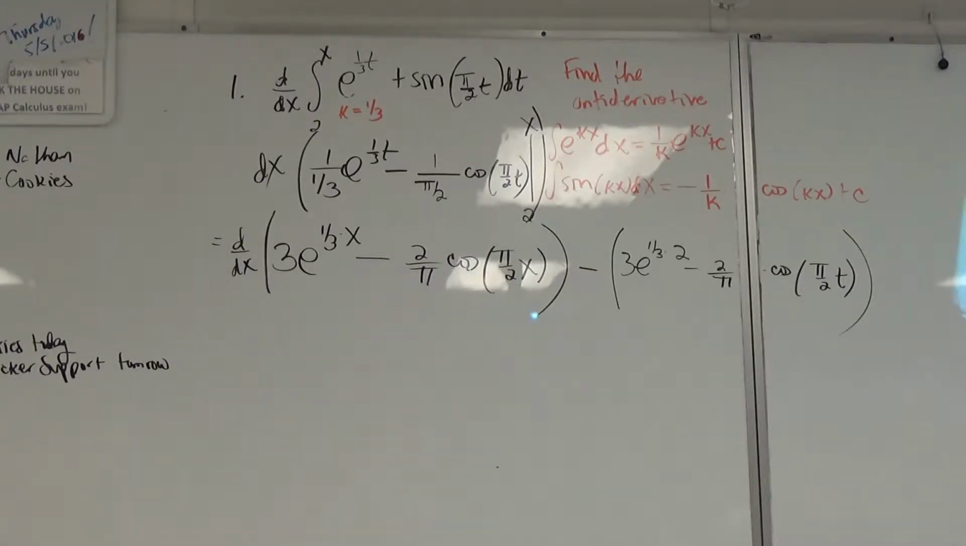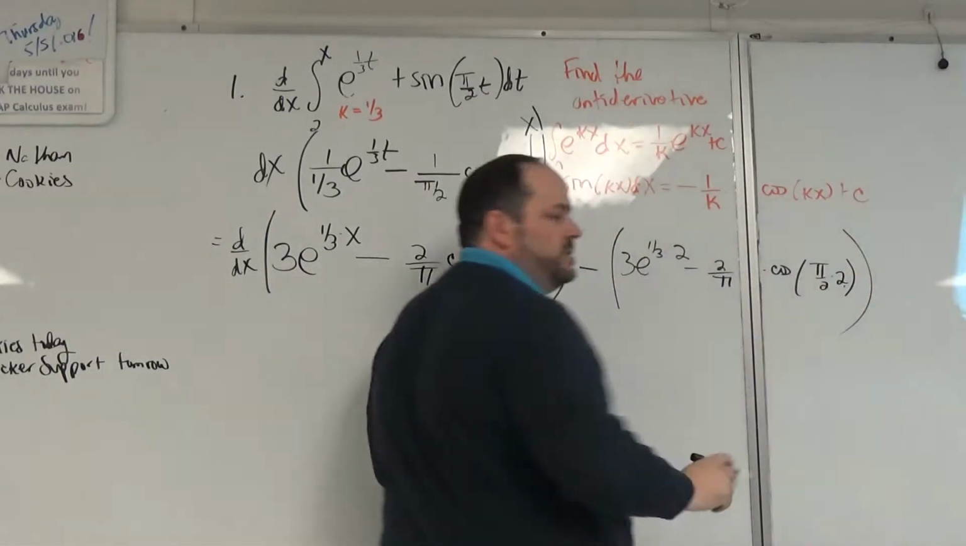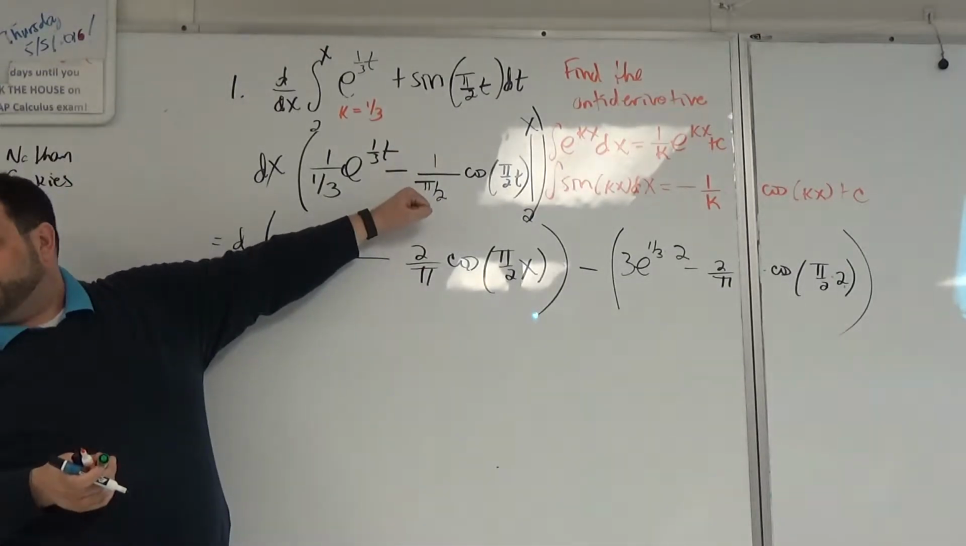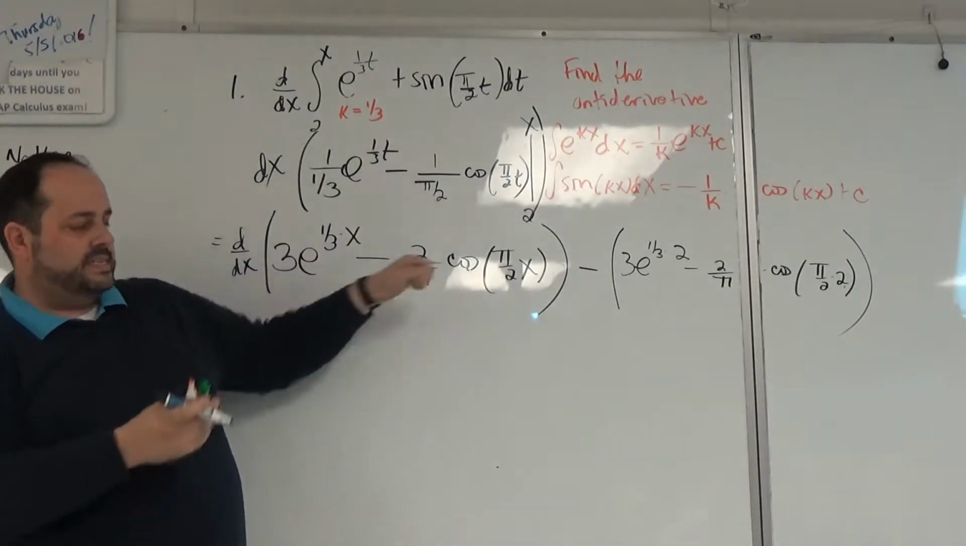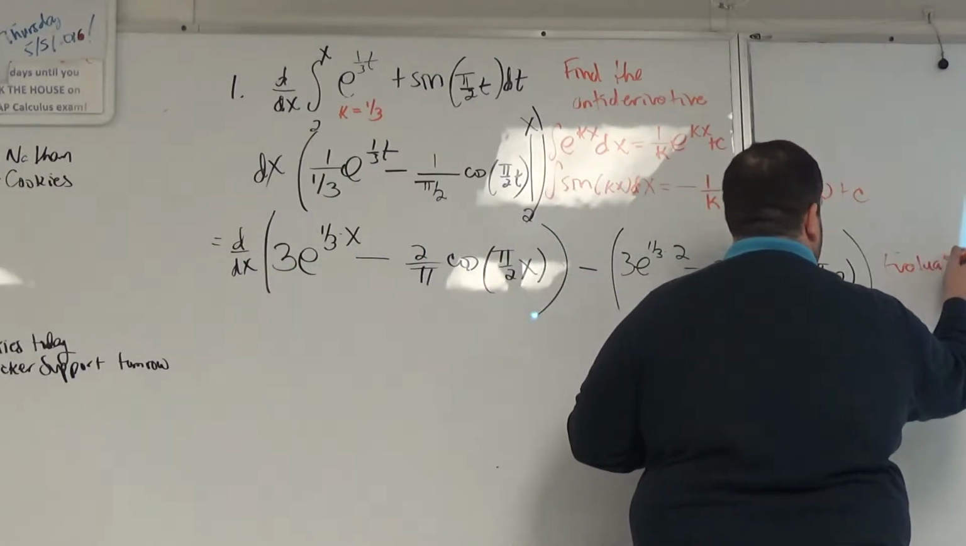Yes, ma'am. The t should be a 2? Oh, thank you for making me a better math teacher. And then it should be pi over 2 times 2. Good catch. We got here by doing the antiderivative. This next part over here was just evaluate.